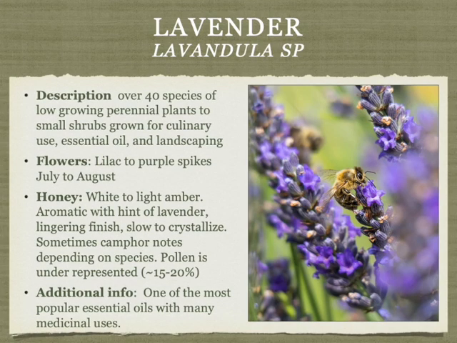Lavender, a wonderful herb that's found in landscaping and also in our herb gardens. The lavender is used as an essential oil. The honey itself is white to light amber. It's aromatic, sometimes with a hint of the lavender flower. Lingering finish, slow to crystallize. Some species have camphor-like notes. The pollen is underrepresented in the honey.